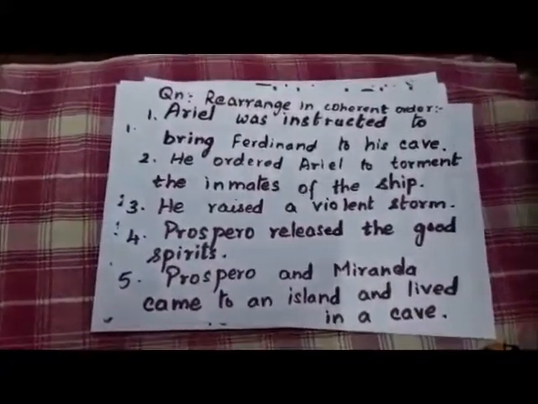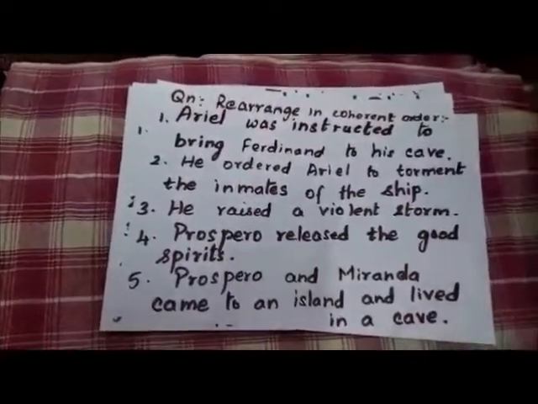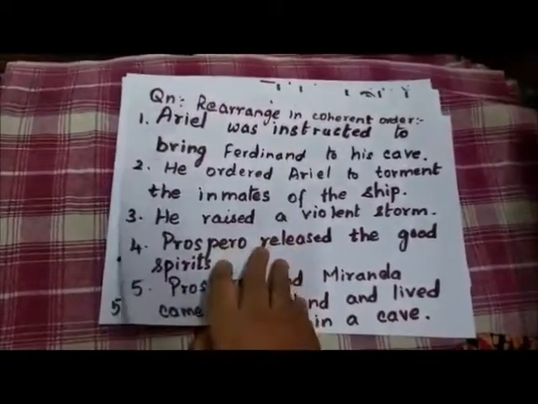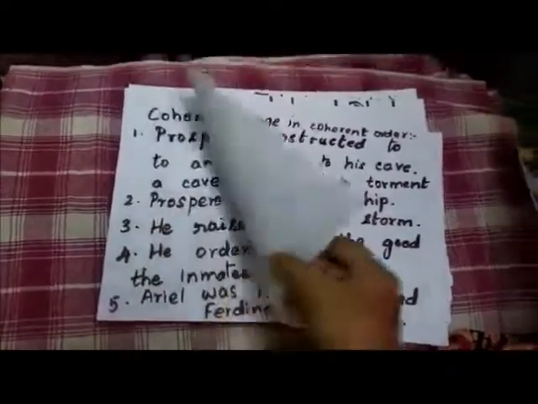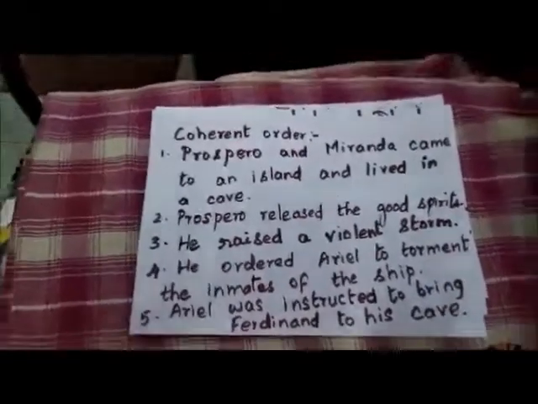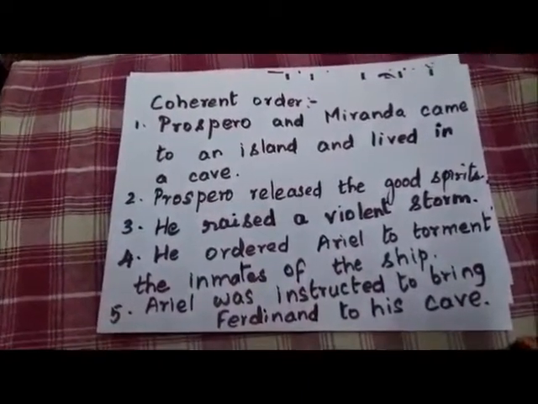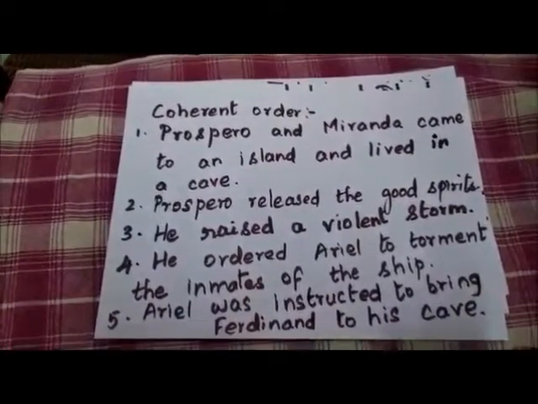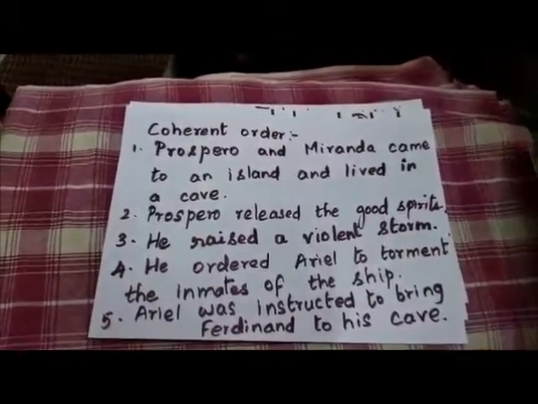Now these sentences are not related. They have to be arranged in a proper order to make sense. These five sentences I have taken from the lesson The Tempest. Now how to arrange them in a proper order? You should be able to logically connect them. Prospero and Miranda came to an island and lived in a cave. This happens first. After coming and living in the island, Prospero released the good spirits. He raised a violent storm. He ordered Ariel to torment the inmates of the ship. Ariel was instructed to bring Ferdinand to his cave.